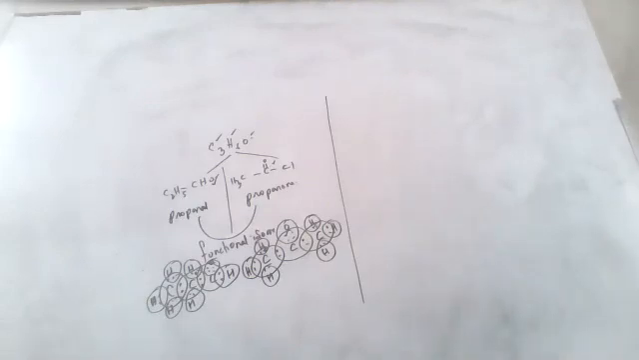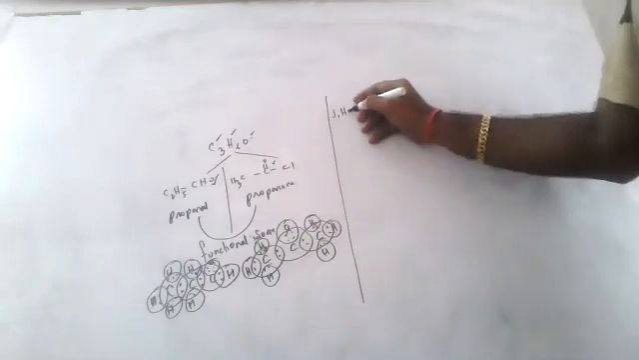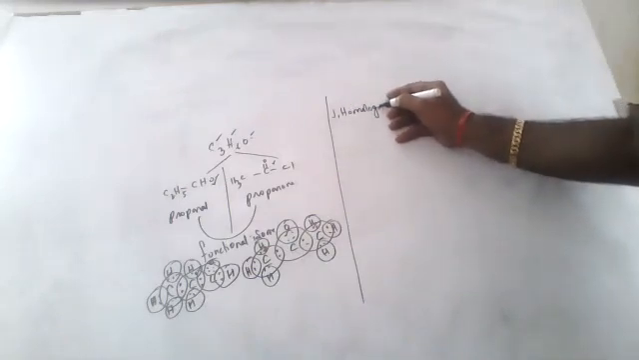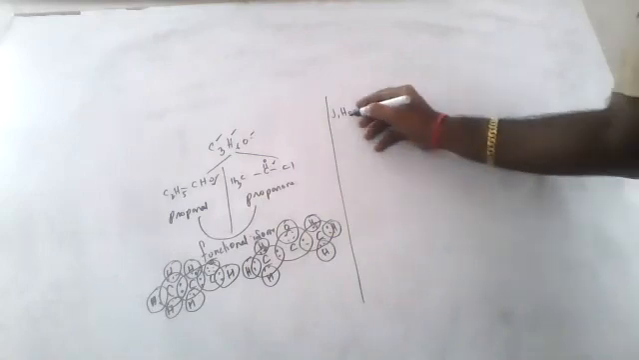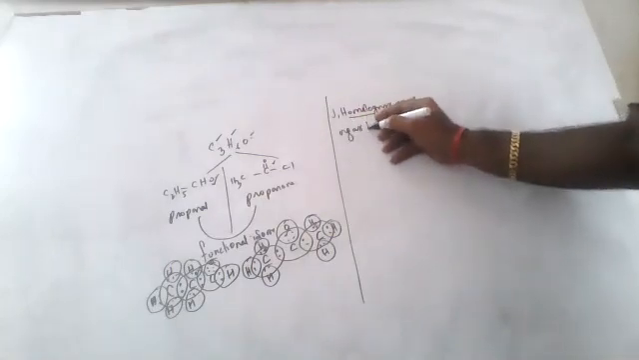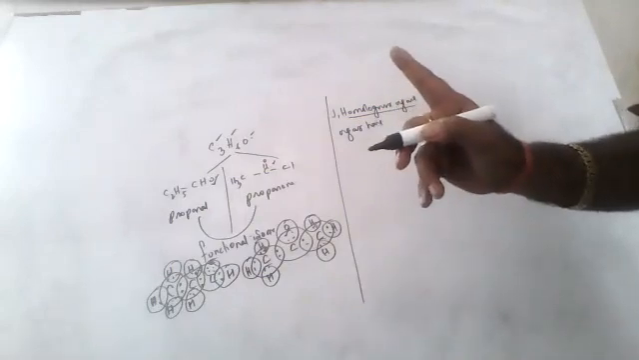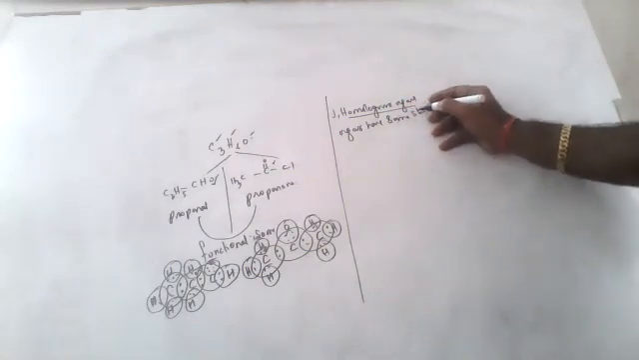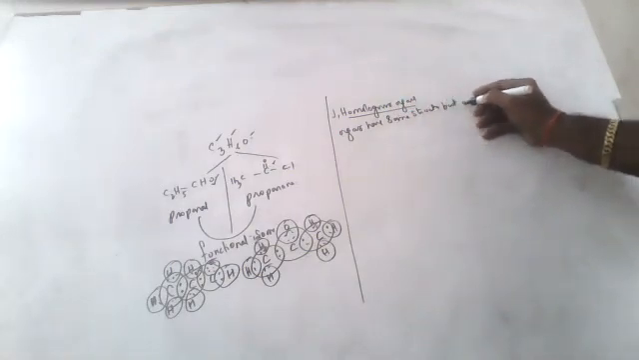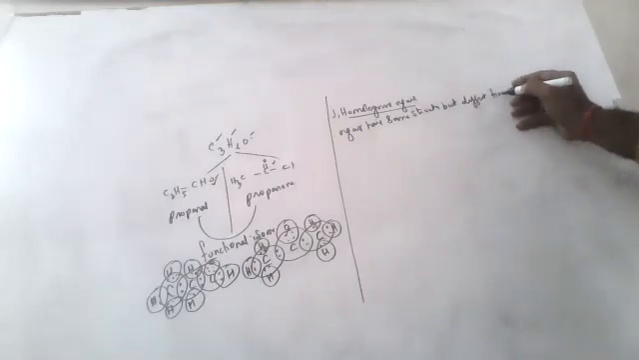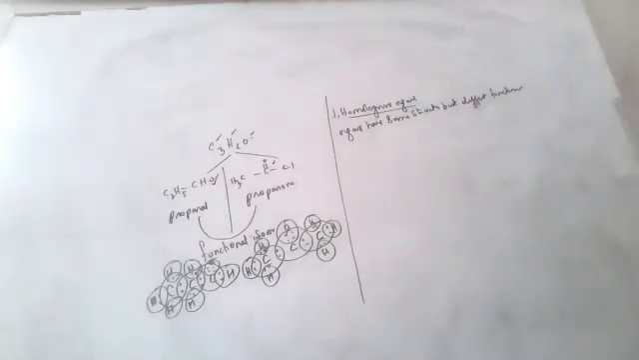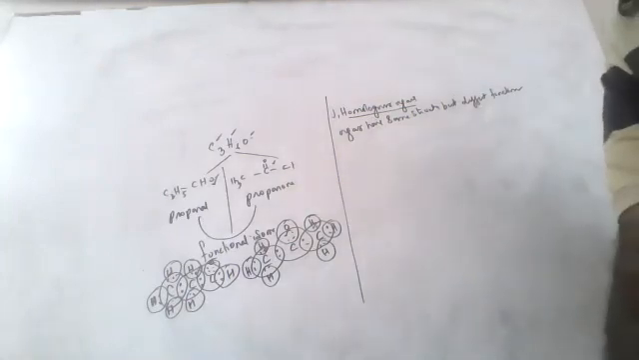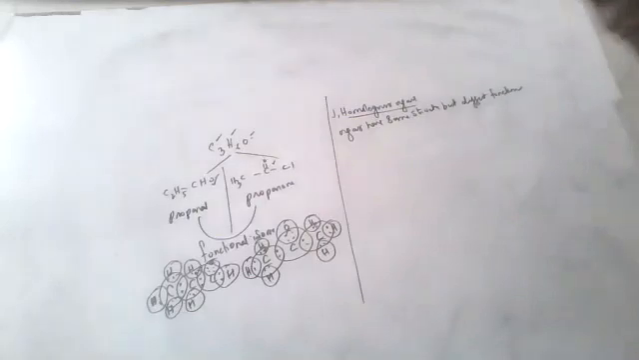Next one, children. Name two homologous organs. Do you remember homologous organs, children? I told you. What are homologous organs? Organs having? Children, are you able to hear me? Yes, sir. Organs having same structure but different function are called homologous organs.